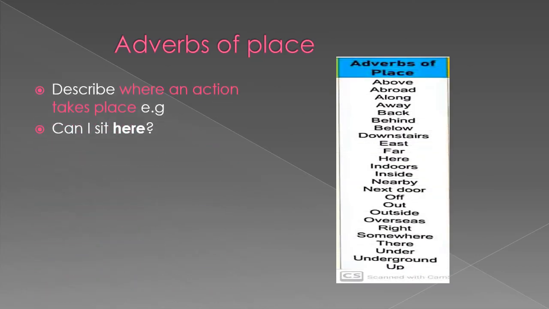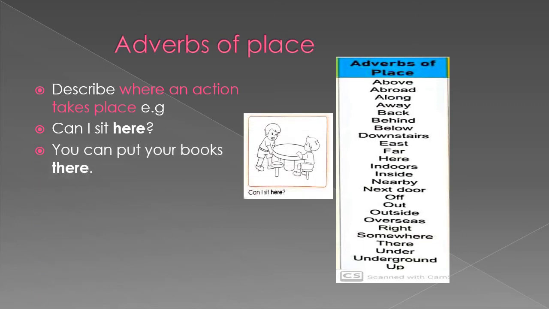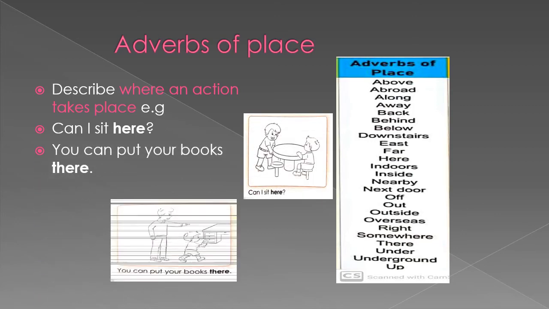Adverbs of place. Adverbs of place describe where an action takes place. अब adverbs of place हमें ये बताते हैं कि किस जगह पे action perform हुआ. For example, can I sit here? You can put your books there.